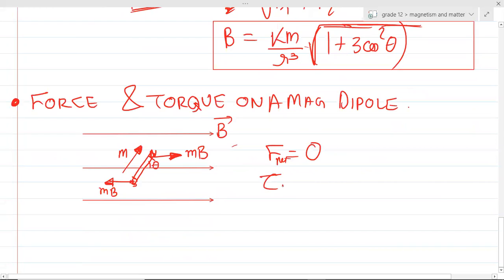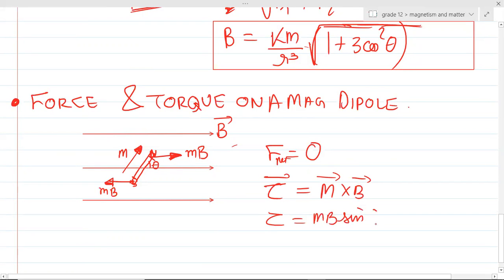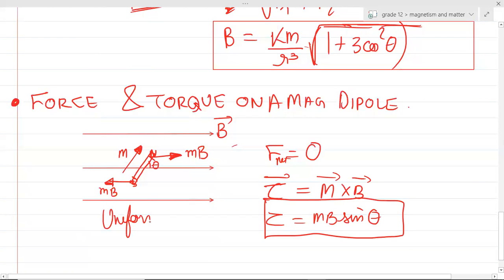But is there a net torque? Yes or no? Will there be a net torque? And that torque will be equal to how much? And guys, in the case of a dipole, what was the torque in vector form? Torque was equal to P cross E. So here it will be M cross B, and you can write it as MB sin theta. Please remember this formula is only valid as long as the field is a uniform magnetic field.